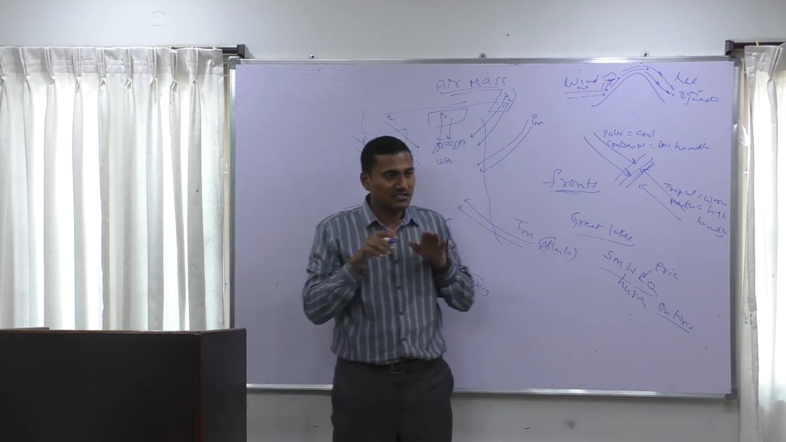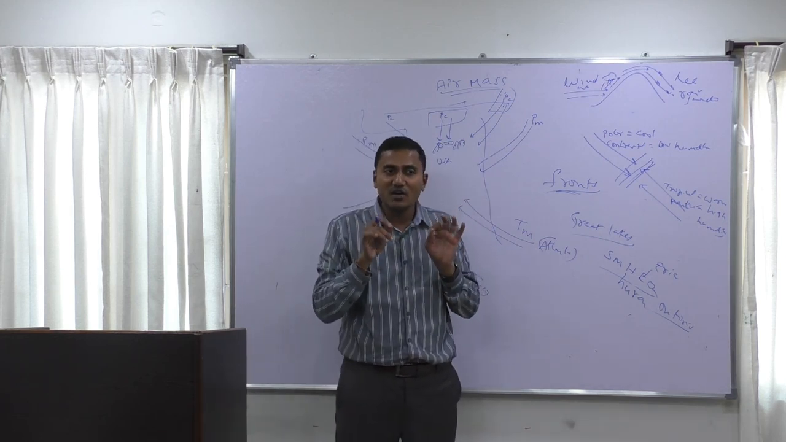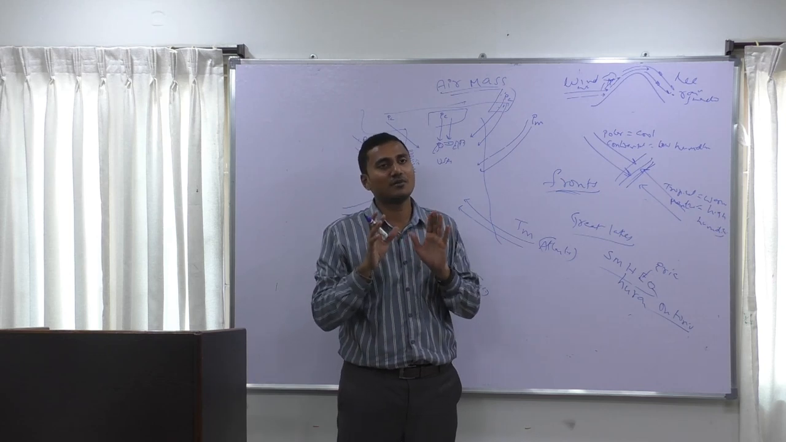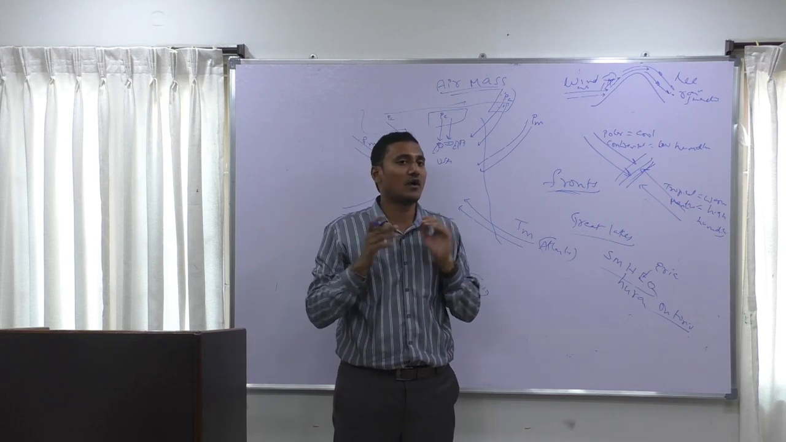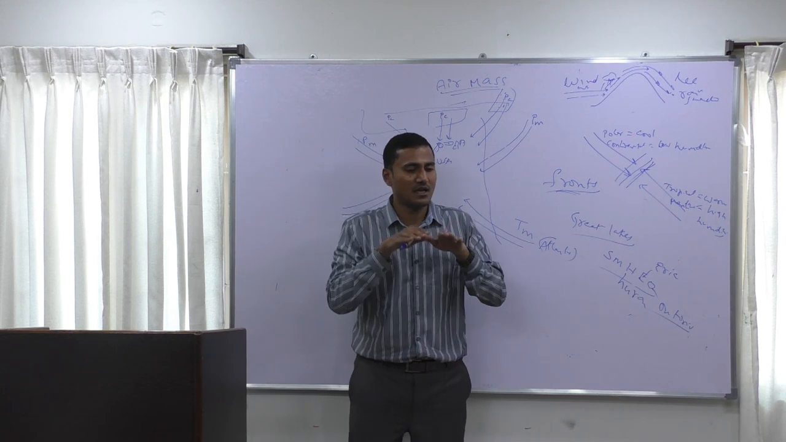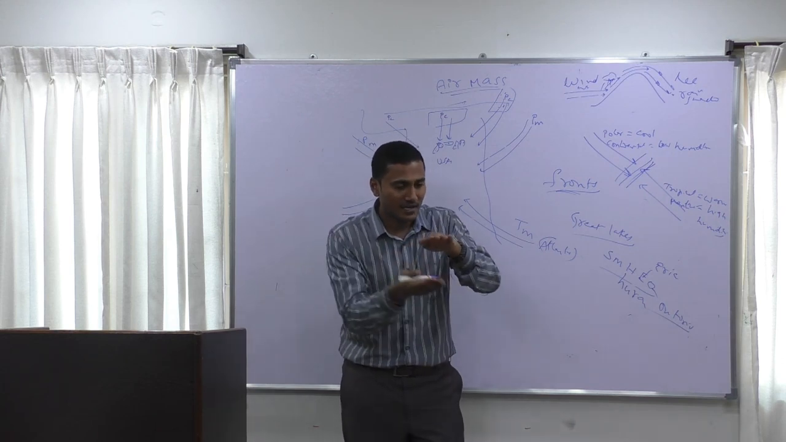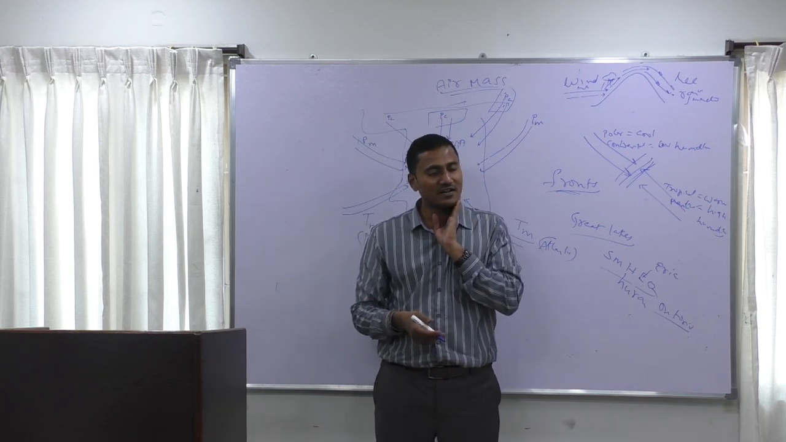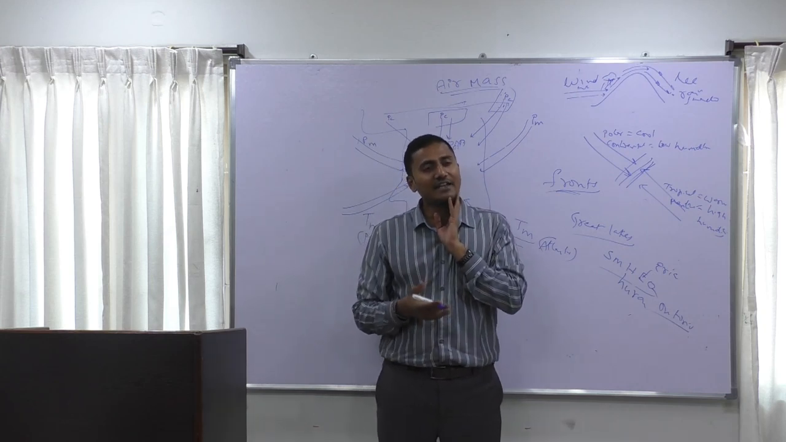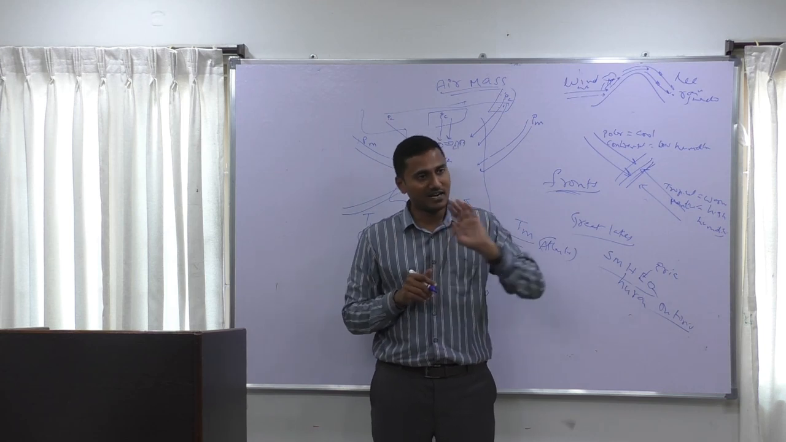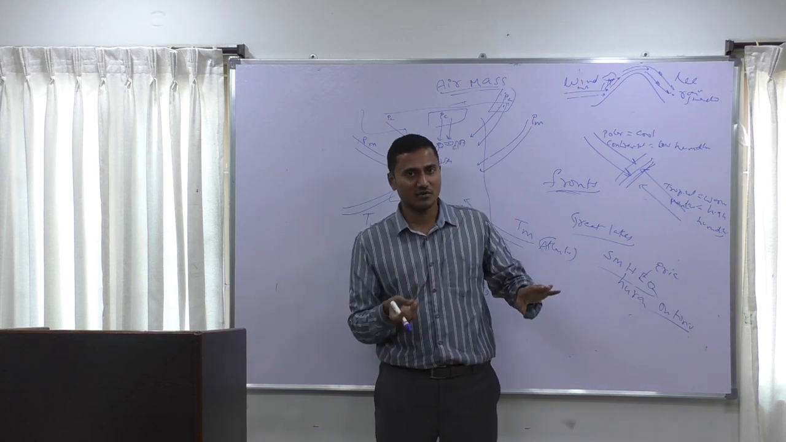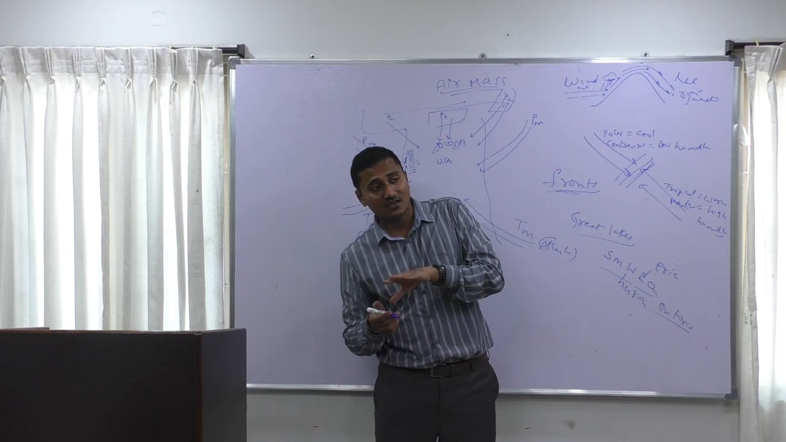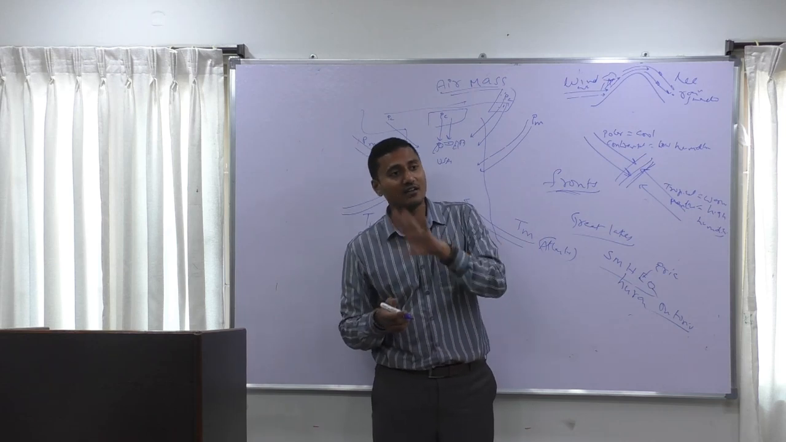When these winds cross the lakes, tell me, are these winds dry or moist? Dry, because they're coming from the continent. No water vapor, they're dry. But once they come out to the lake, in the winter season, land is cooler than water. Land is very cool, water is slightly warm. In summer season, land is much hotter than water.